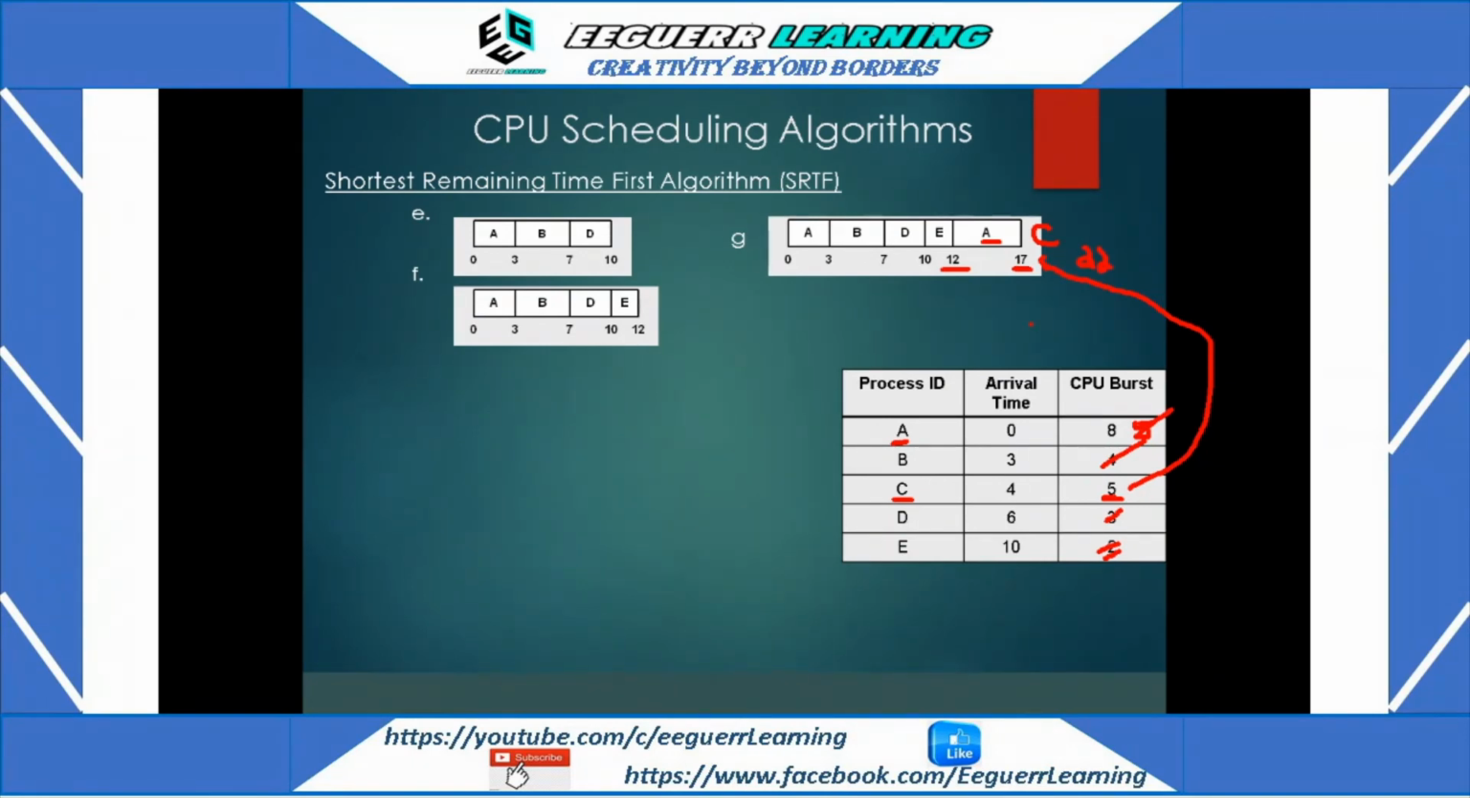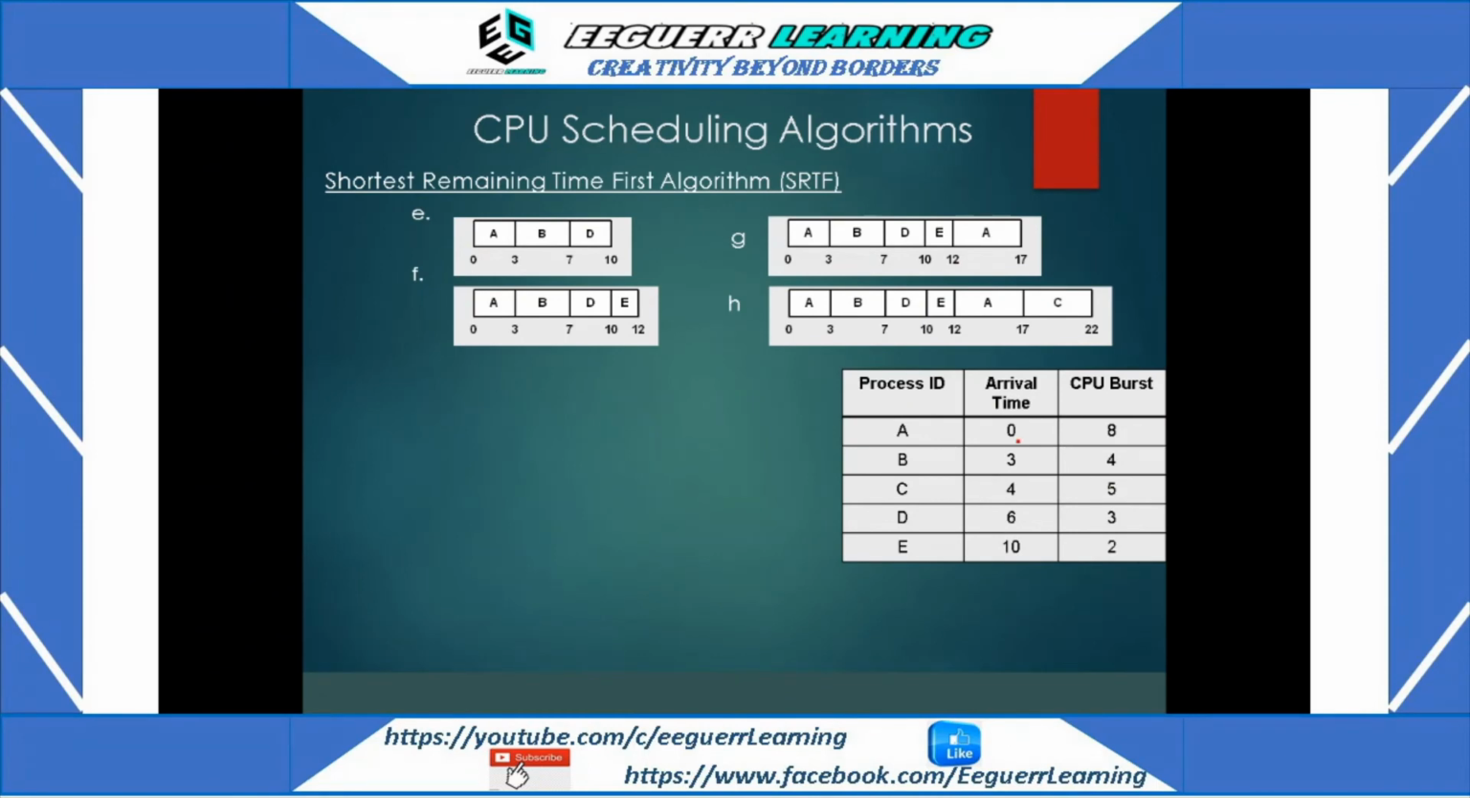So let us check. Okay, so that's the result. Now the CPU scheduler has accommodated process C and added 5 from process C to 17. So 5 plus 17 is 22. Okay, and we're done with our SRTF algorithm scheduling for all the processes here.